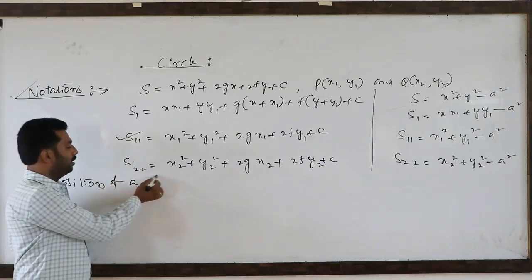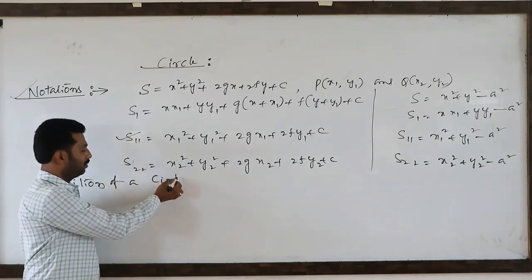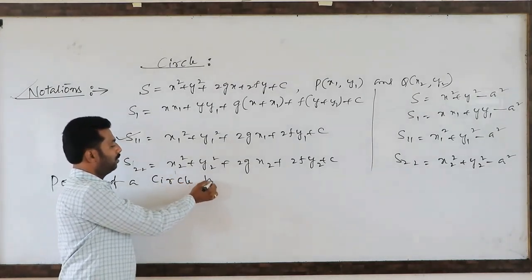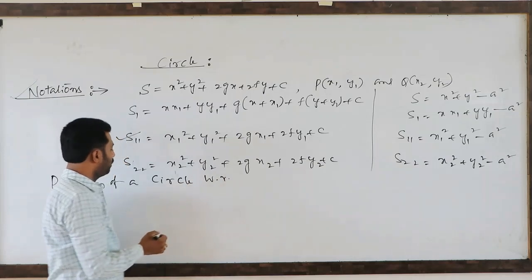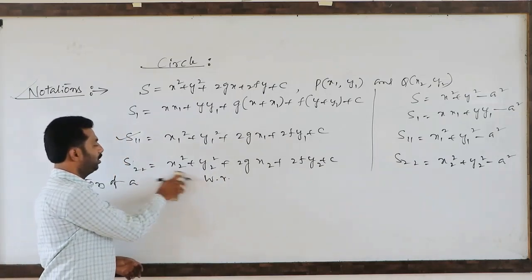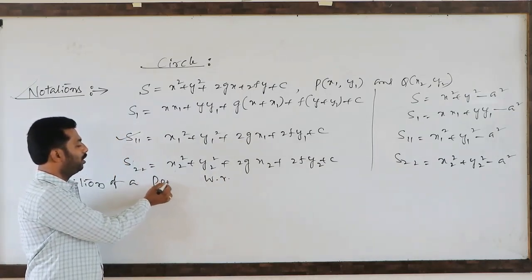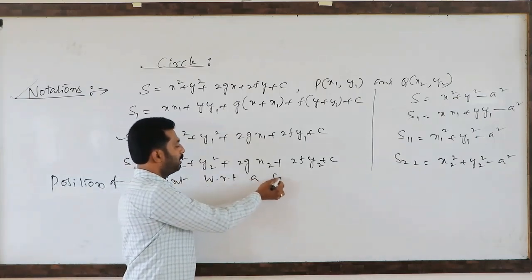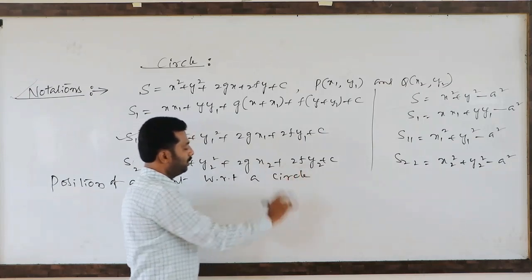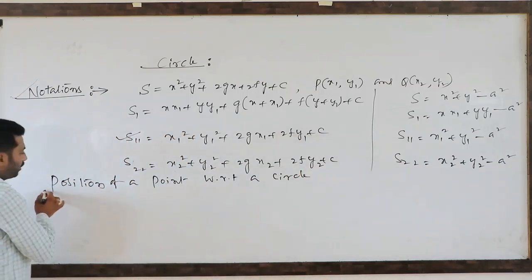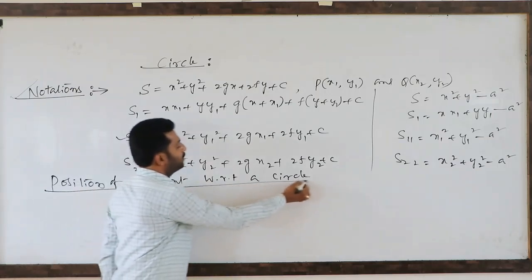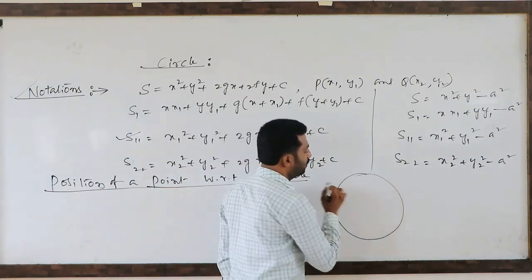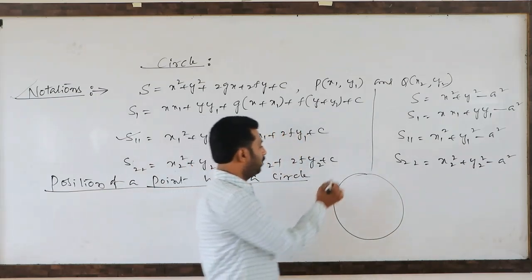Position of a circle. Position of a point, I will take, not circle. Position of a point with respect to a circle means, with respect to one circle, what is the position of a point? Suppose this is a circle, S equal to 0.